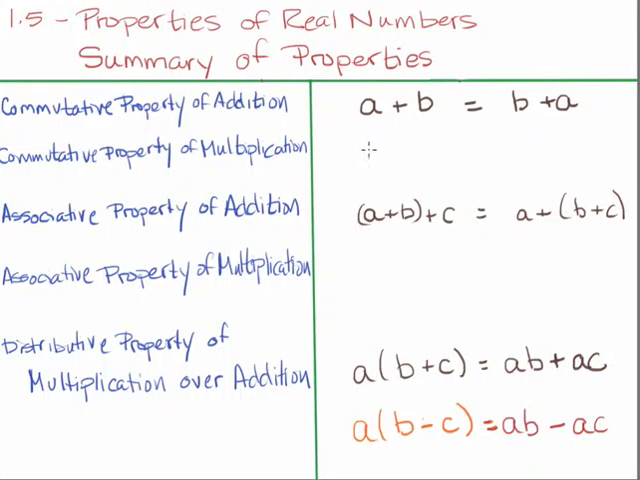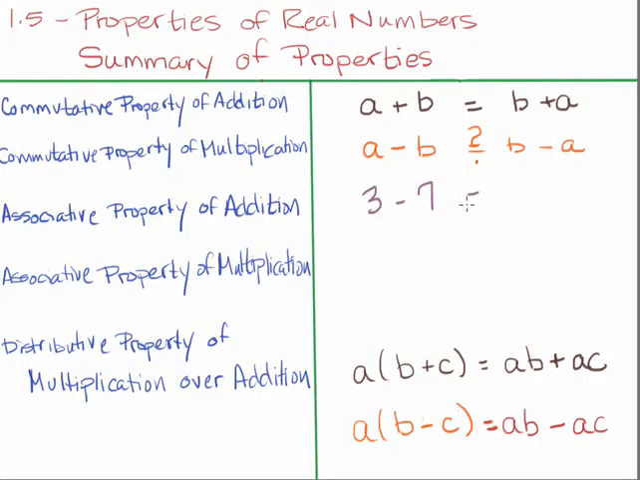If A plus B is equal to B plus A, then do you think it's true that A minus B is equal to B minus A? Well, this is somewhere we have to be very careful. Here's an example. Is 3 minus 7 equal to 7 minus 3? It's not. 3 minus 7 is negative 4. 7 minus 3 is positive 4. These are not equal.